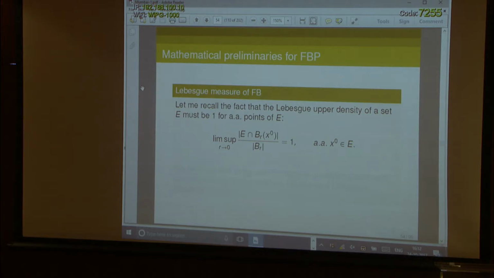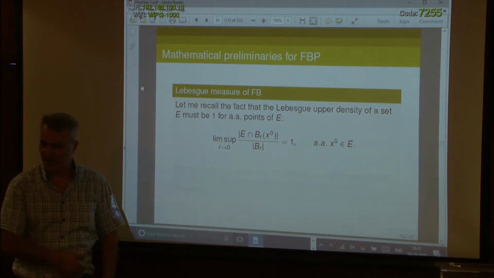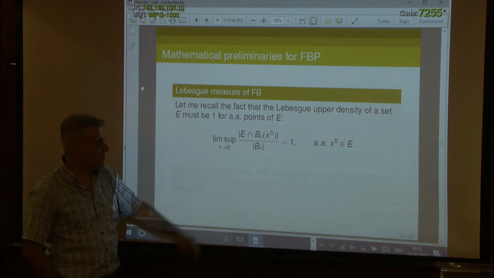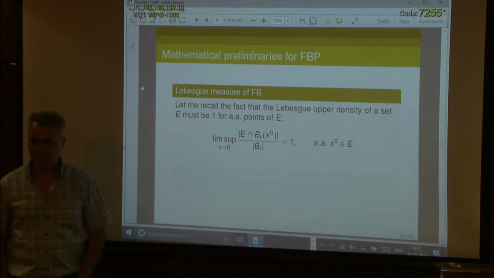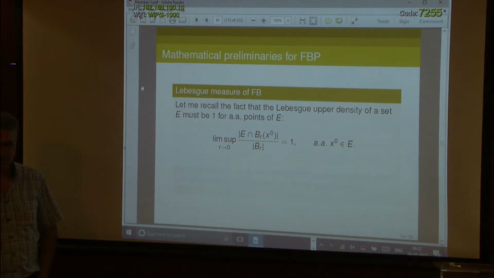So what we have is the Lebesgue upper density of a set. I think this was also one of the exercises. Almost all points of E satisfy this: the lim sup of this is 1. That's called Lebesgue upper density. That's in your Lebesgue measure course, but maybe you didn't do this. It could be an exercise in a Lebesgue course, but not a very hard one.